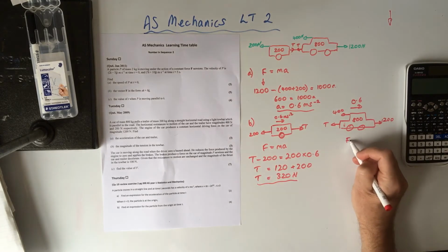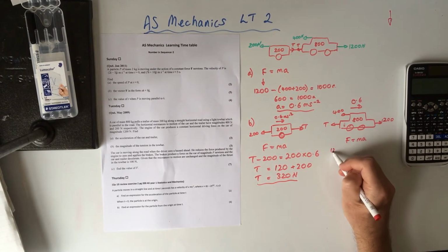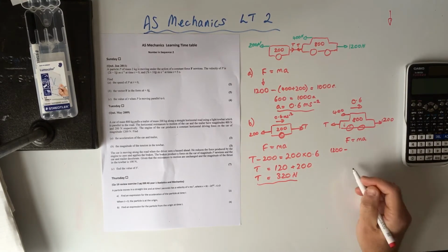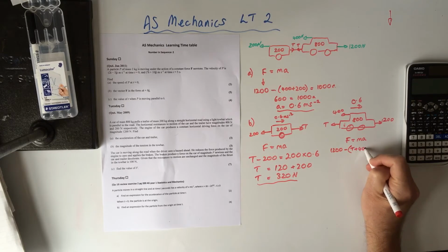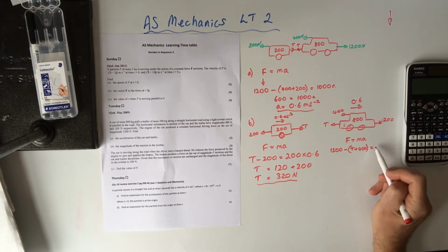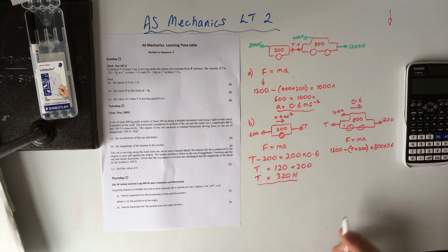Okay, so if I apply F equals ma to the car, I've just got more forces to deal with. I've got a 1200 net force minus the tension plus 400, they're acting in the opposite direction, is equal to its mass, 800 times 0.6.